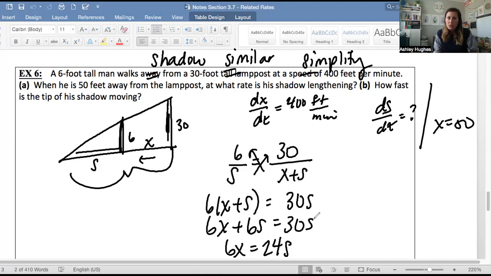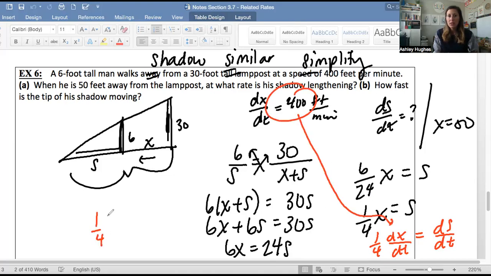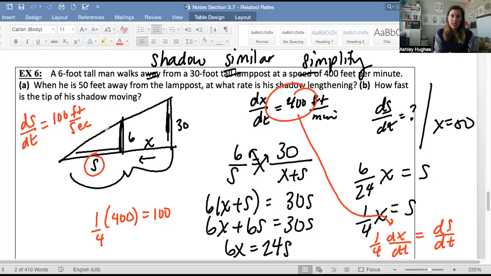Okay, and we're looking for ds/dt. So 6 over 24 x equals s, or 1/4 x equals s. Then you can take the derivative, and the derivative would just be 1/4 dx/dt is equal to ds/dt. And dx/dt is 400. So just 1/4 times 400, so that would be 100. So ds/dt, the rate at which his shadow is changing, is equal to 100 feet per minute.